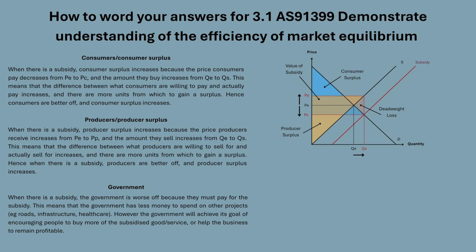Let's now look at the impact of a subsidy on allocative efficiency, which means how efficient is the market operating? Is it operating as good as it possibly could be, or are there some people who aren't benefiting as much as they could be?